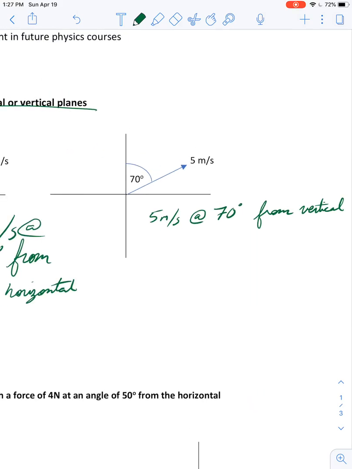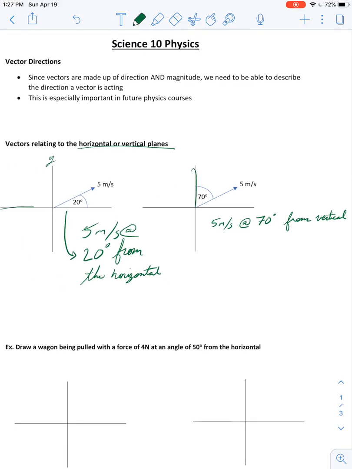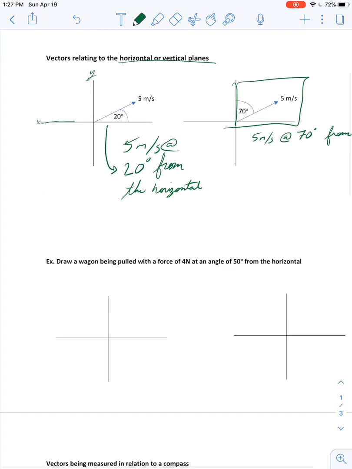Now, these two are fine and they work, but it doesn't really tell us exactly which way, because this could also be 70 degrees from the vertical. So this kind of lacks a little bit, and it really is only good for vectors that are in this section of the coordinate system. So how can we make that more accurate?